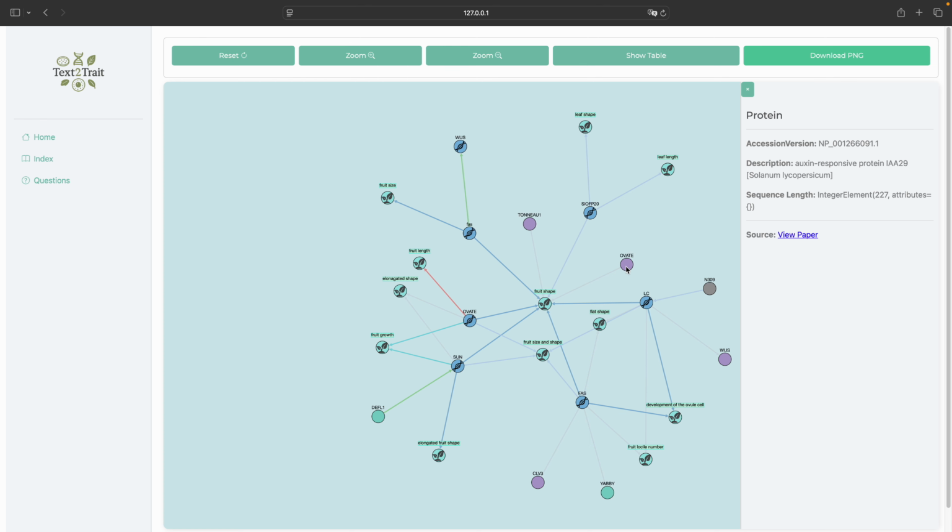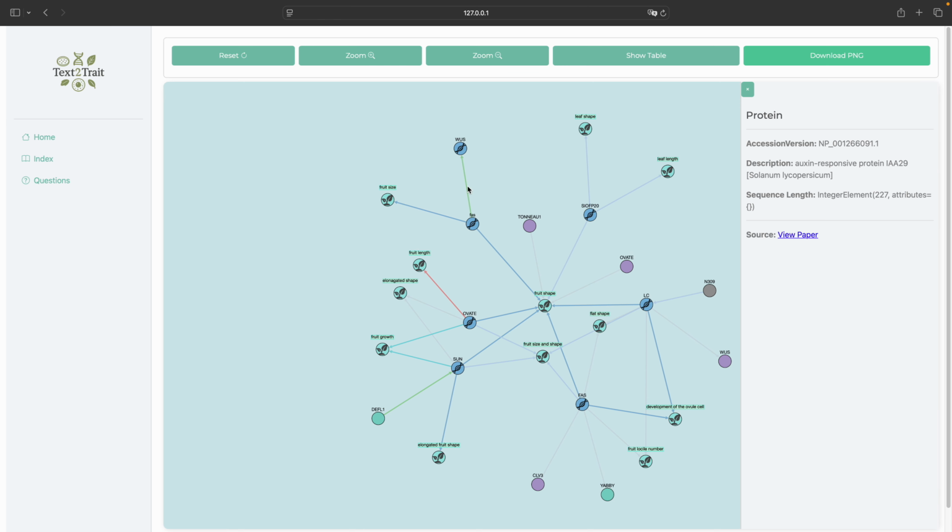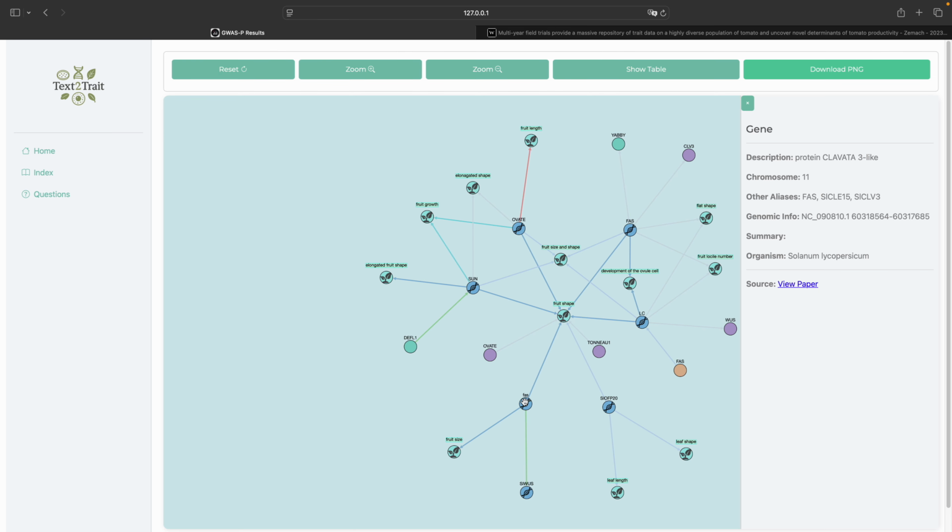There's already quite some information in this picture, because I see here a link between fasciated and wuschel. Yeah. And then now I'm wondering, so what is the relation between those two? So if I click on it, I see that it increases wuschel. Well, and that makes sense because wuschel is a meristemic protein that is responsible for meristem size in the end, so that it influences fruit shape is clear. Yeah. Oh, that is a very nice overview.